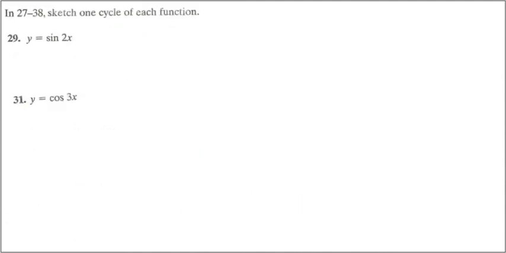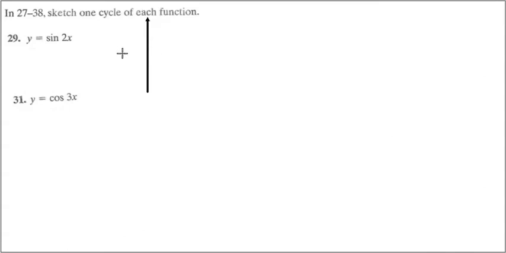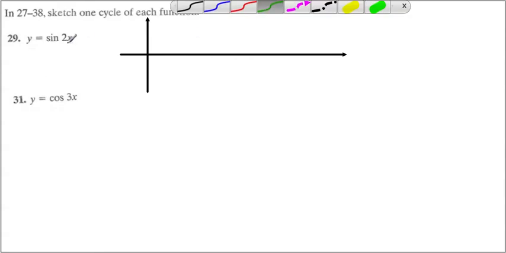Alright, let's move on to the next. Sketch one cycle of each function. So let's look into the first one first. Sine of 2x. That means we're going to have 2 cycles within 2 pi.